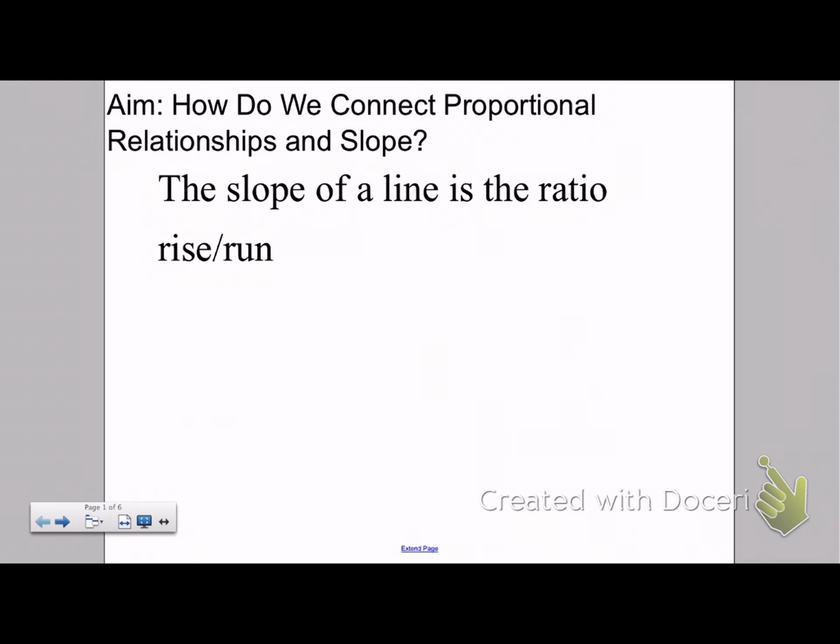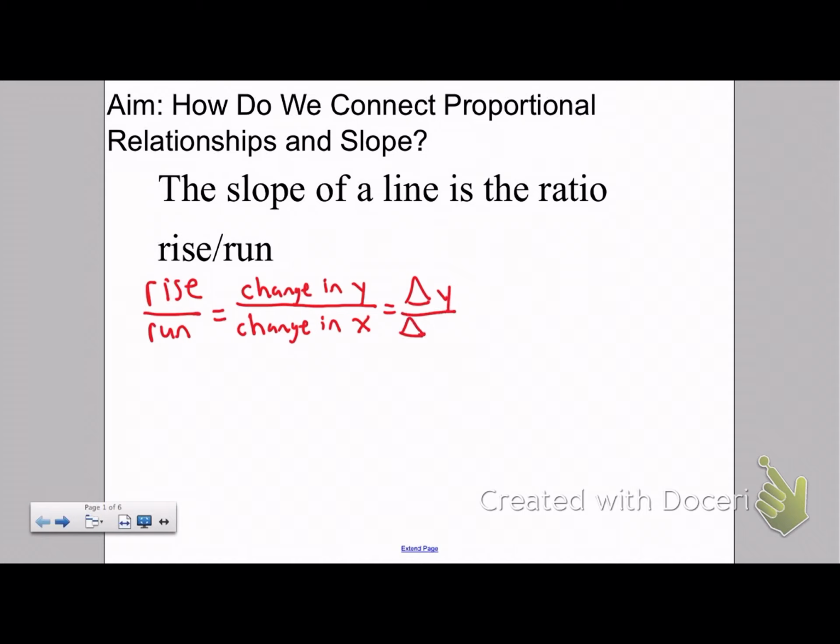Today's lesson is on how we connect proportional relationships and slope. The slope of a line is the ratio rise over run, so it can be written as rise over run. The rise is the change in y, and the run is your change in x. This can also be represented as delta y over delta x.